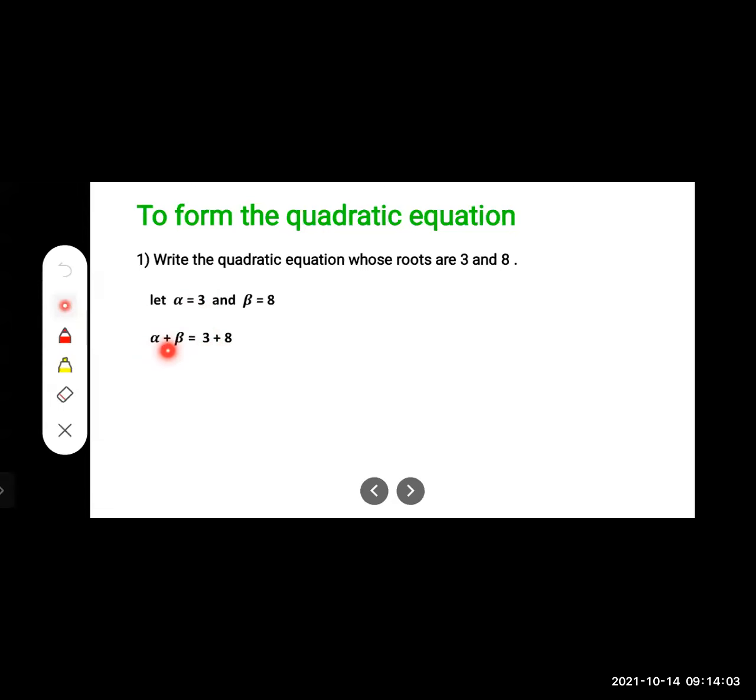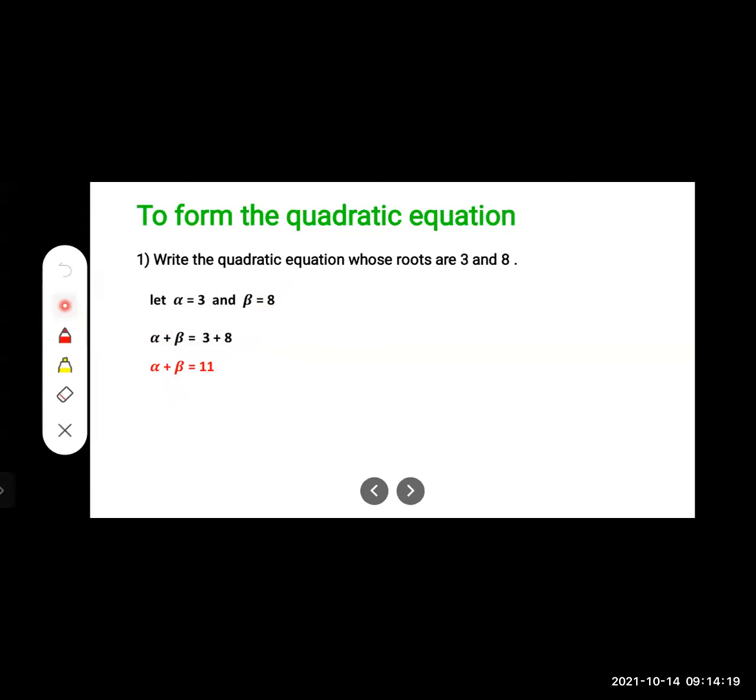Then plus, it is in the question only, you write a plus. And what is here? Beta value 8. Substitute here 8. Okay, children. Now 3 plus 8, how much you will get? Yes, alpha plus beta equal to 11 you are.